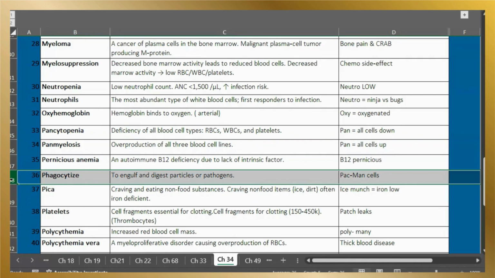Phagocytize, to engulf and digest particles or pathogens. So it's a function of neutrophils and macrophages in immune defense.